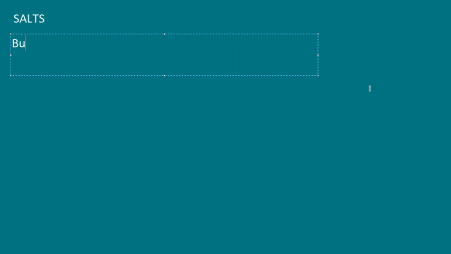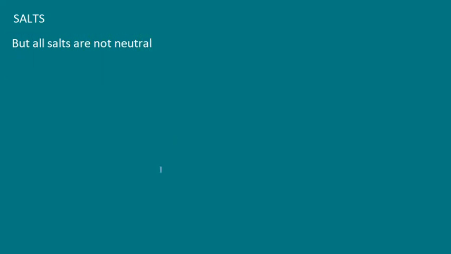Now we have spoken a bit about acids and bases, and now it is time for us to speak about salts. So when I was a kid, I used to think that salts are basically neutral substances. So acids are acids, bases are bases, and salts are neutral substances. But all salts are not neutral. So we need to know this very well.